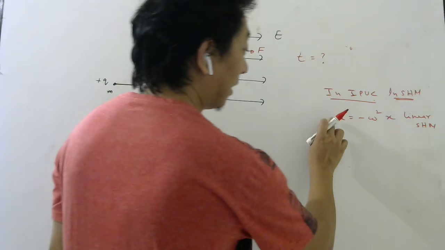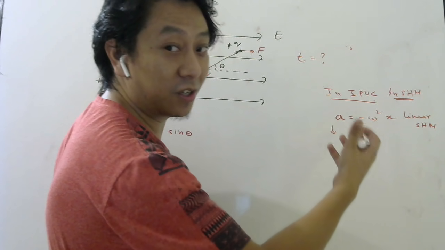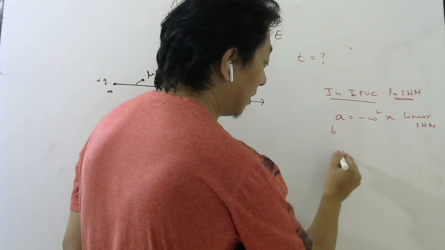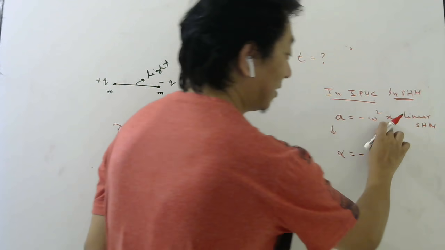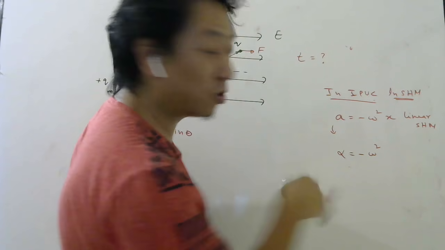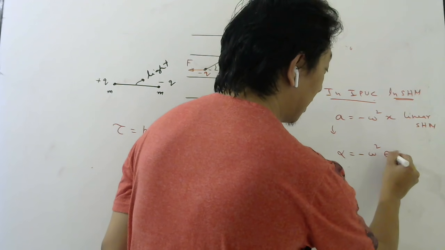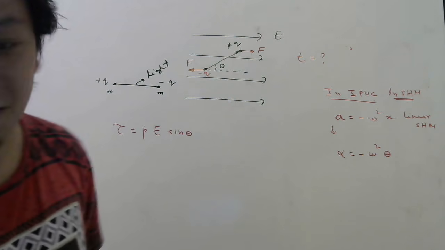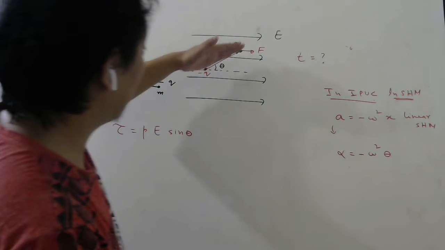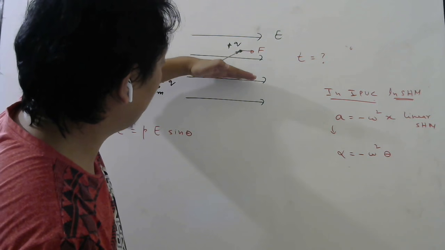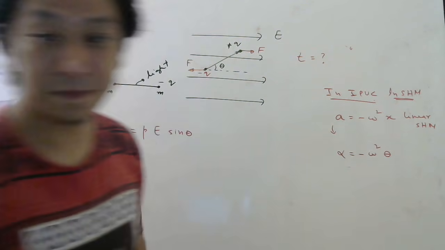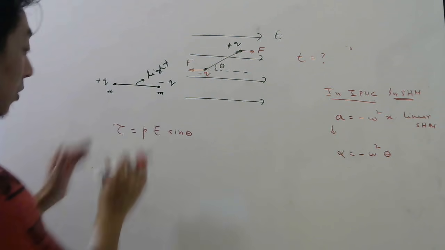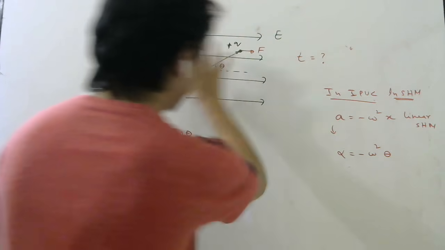So this is acceleration. In the rotation chapter, what is the partner of acceleration? Angular acceleration. Minus omega square, and this is linear displacement. Who is the partner of linear displacement? Angular displacement, which is this theta, because this is the displacement from the mean position to this position. That is your angular displacement. So what we need to do is find alpha in this problem.